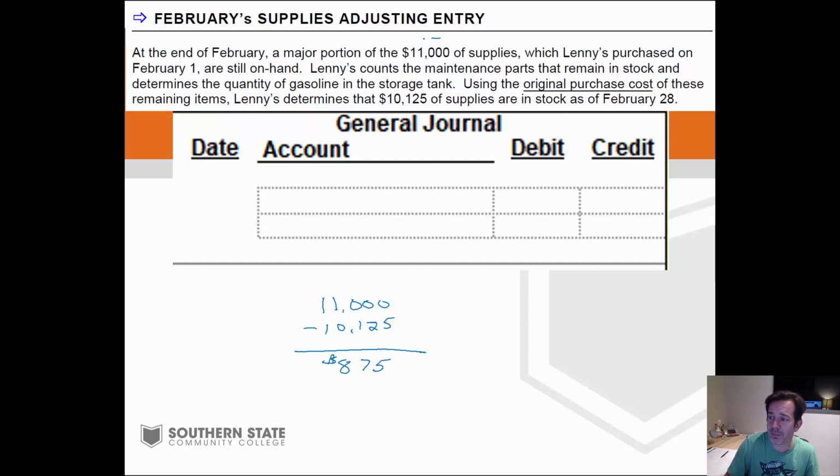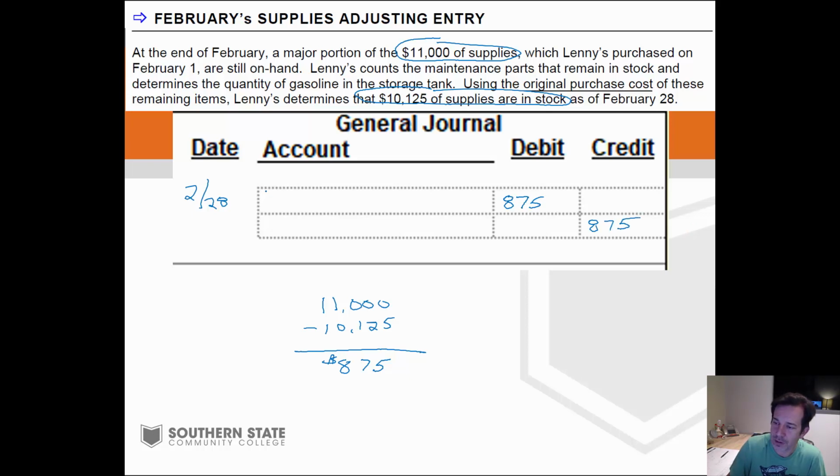I started with 11. I counted. I only had 10,125 left. So I must have used up the difference. I've used up $875 worth of supplies. So at the end of February, I've got to make an adjusting entry to reflect the fact that I've used up $875 worth of supplies. Every adjusting entry we do will have a balance sheet account and an income statement account.